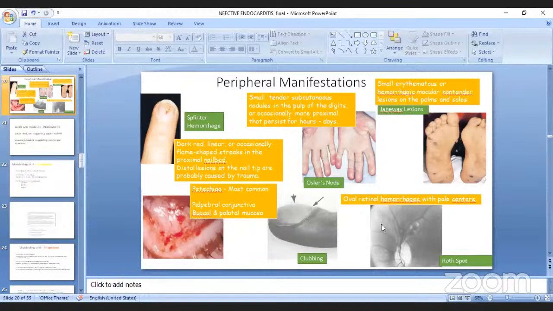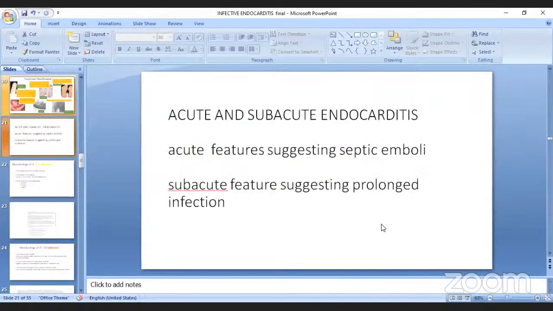So always remember, in infective endocarditis, or whenever you think that it can be infective endocarditis, the main thing is to get a good blood culture and do echocardiography. This is what you have to remember. Acute and subacute infective endocarditis, I've already told you, but you have to remember that acute features will always suggest septic emboli, and subacute features will suggest prolonged infection. I think my slides are running late. I'm really sorry for that.